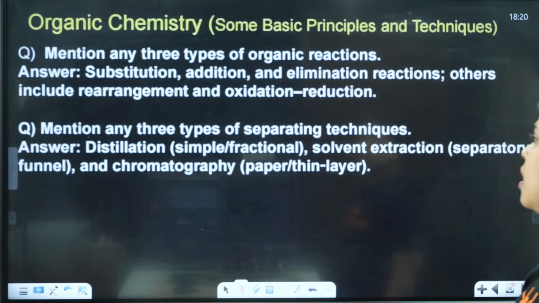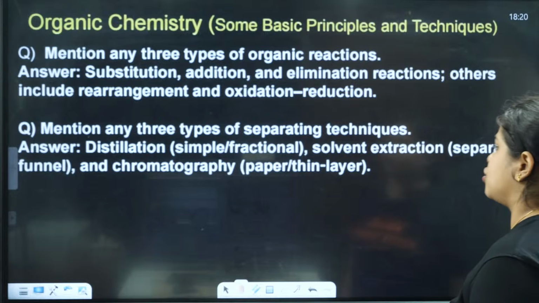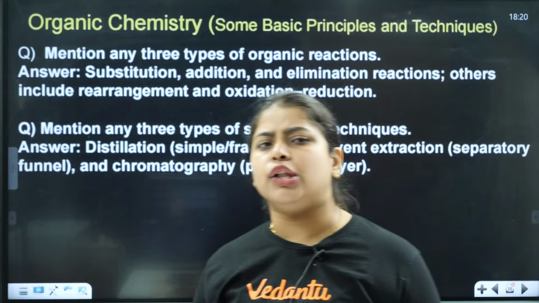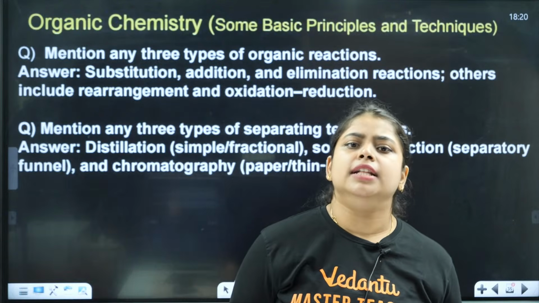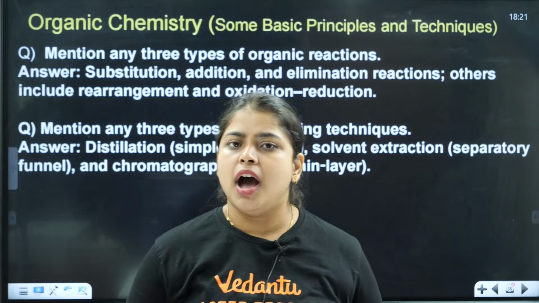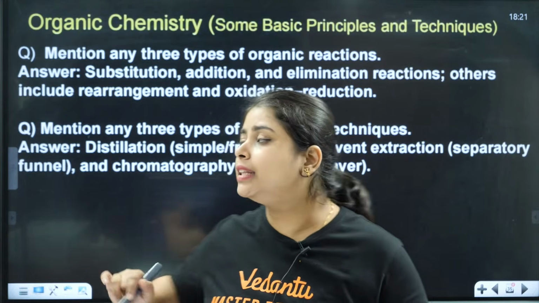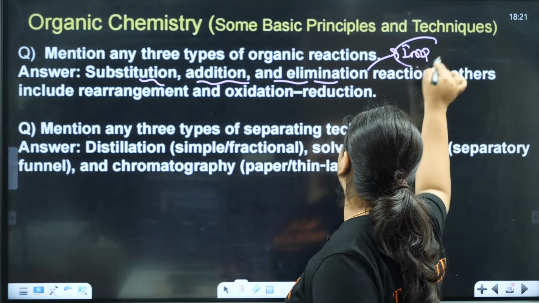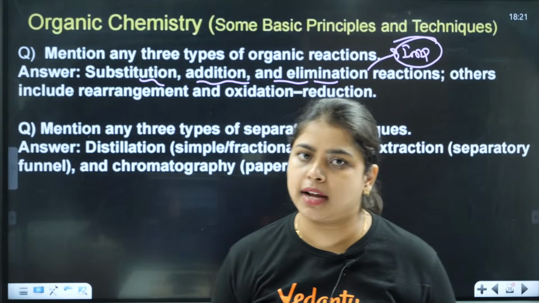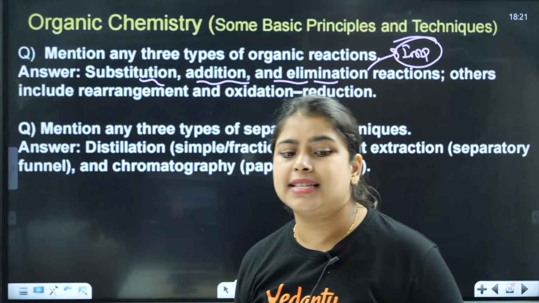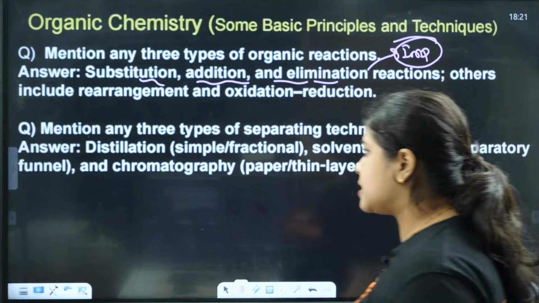Okay. Next, mention any 3 types of organic reactions, that is substitution, addition, elimination reactions. Others include rearrangements and oxidation-reduction reactions. Oxidation means loss of electron, reduction means gain of electron. That is the explanation for the substitution, addition, elimination reactions. Those three are very important. Very important questions are asked on these three mechanisms. Understood? So this is like a named reaction, I can tell you. This is a fixed sure short question which they will be asking, like SN1 and SN2 reactions. Okay, we'll discuss that also.